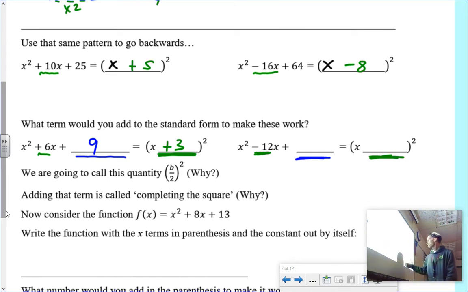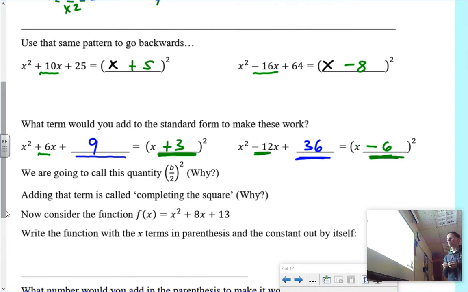Same thing in the next example. If we have negative 12 divided by 2, that's going to be negative 6 here. And then if we square that, remember it's always going to be positive. Negative 6 times negative 6 is 36. Okay? So really what we're doing, we're taking the b value, dividing it by 2, and then squaring it to rewrite that inside part.